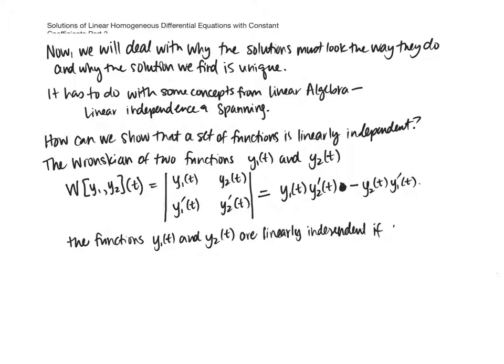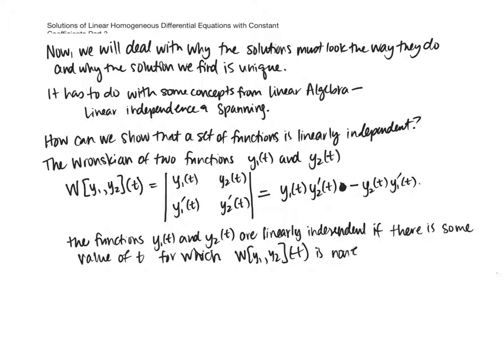if there is some value of t for which the Wronskian of y1, y2 of t is non-zero. Okay, and if we know that, then we know those two functions are linearly independent.